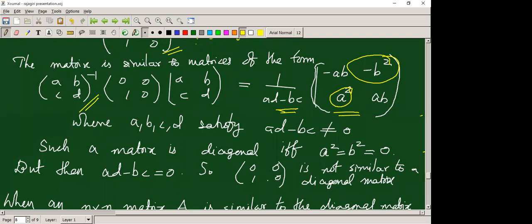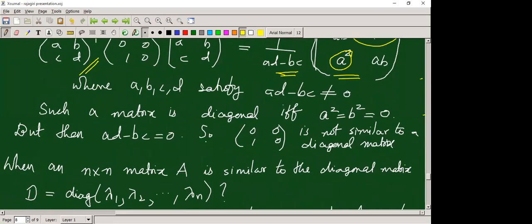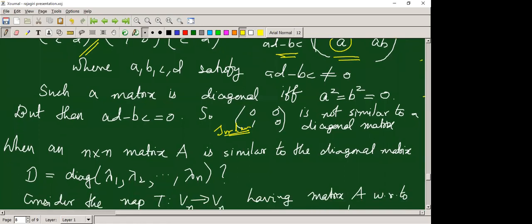So the matrix [0, 1; 0, 0] is not similar to a diagonal matrix. This is actually, in Jordan form, as we will see in future, a matrix which is not diagonalizable, and an elementary Jordan form is obtained from this matrix.